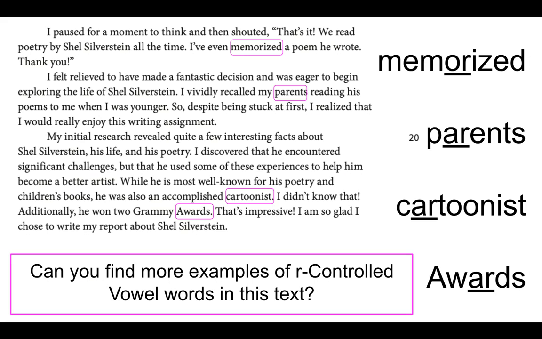Memorized, OR, memorized. Parents, air, parents. Cartoonist, R, cartoonist. Awards, R, awards. Can you find more examples of R-controlled vowel words in this text?